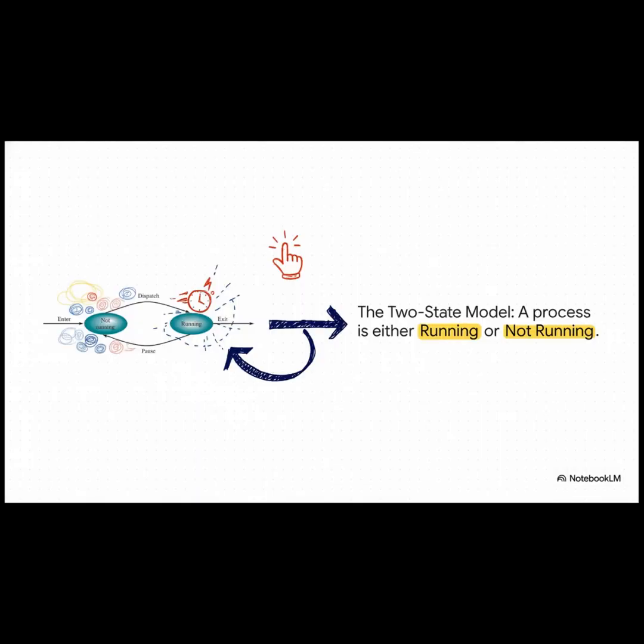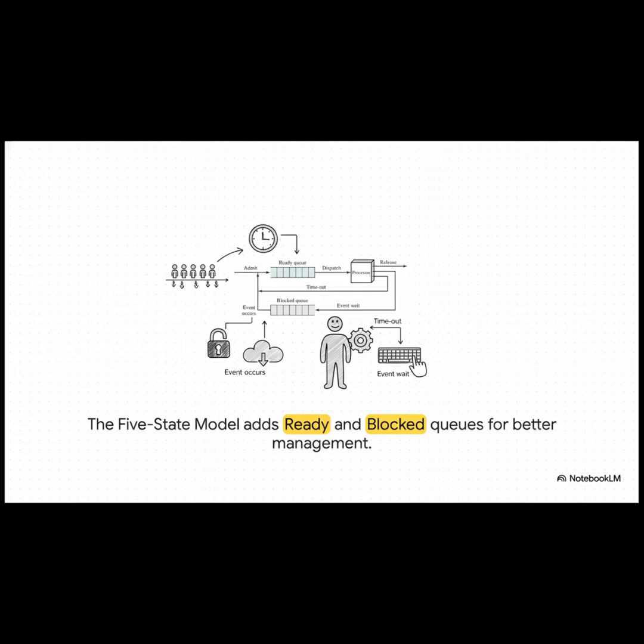Let's start simple. At any given moment, a process is either running, meaning it's the one currently using the CPU, or it's, well, not running. The OS's whole job is to pick a process, let it run for a millisecond, then pause it and grab the next one. But in reality, it's a bit more sophisticated than that.